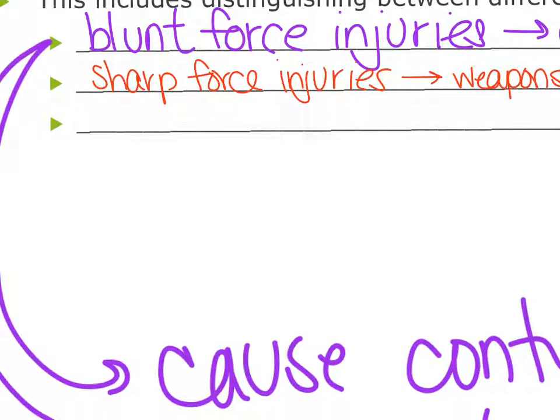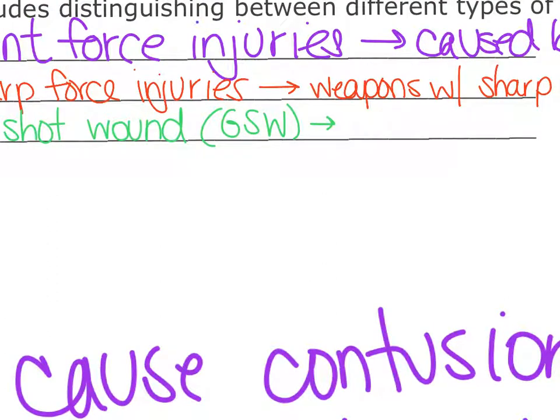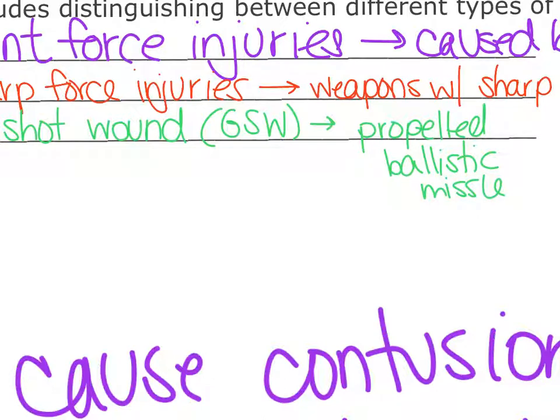Another type of injury would be your gunshot injury or gunshot wound, or a GSW. It's caused by the ballistic, or the propelled ballistic missile. It's a small missile.